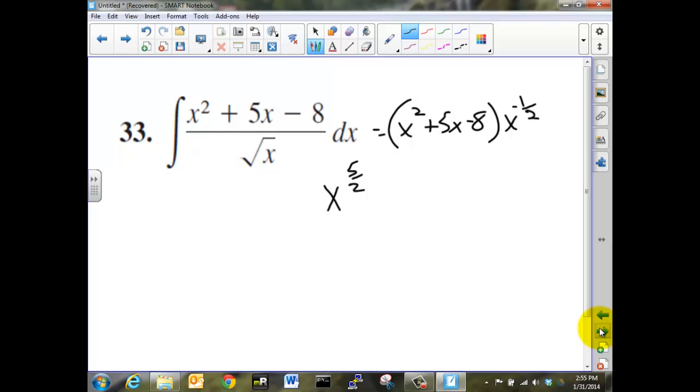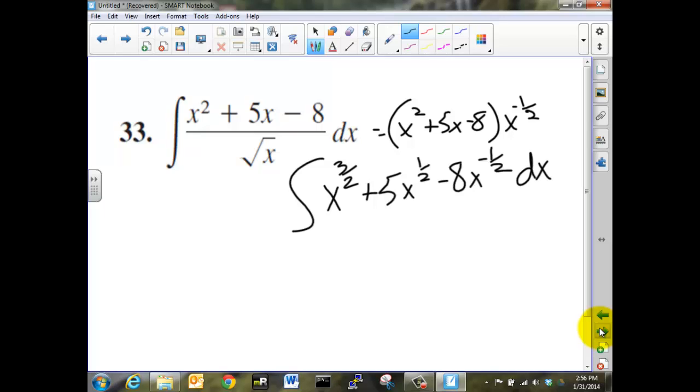Negative 1/2 when you come up. So it'll be x to the 3 halves plus 5x to the 1/2 minus 8x to the negative 1/2. That's what we're integrating. And we don't have to do any u substitution. We simply integrate that puppy just like it is.